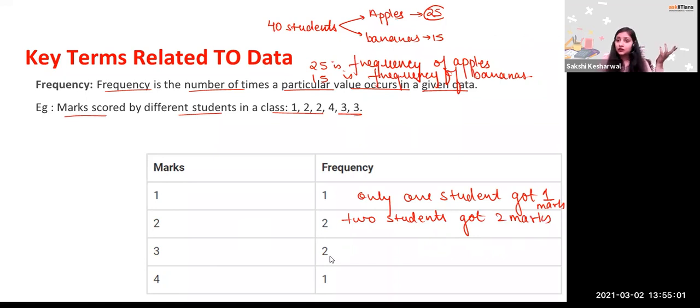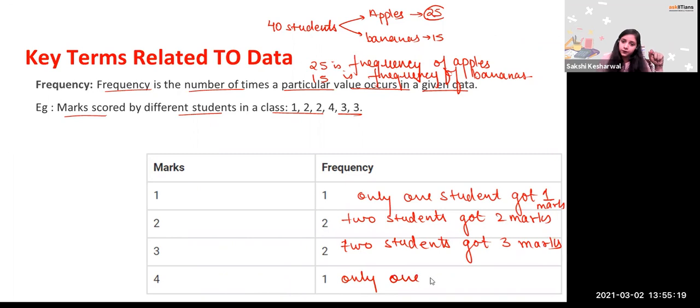How many students got 3 marks? Two students got 3 marks, right? And how many students got 4 marks? Only one student got 4 marks. This is very clear. That is how things are counted repetitively.